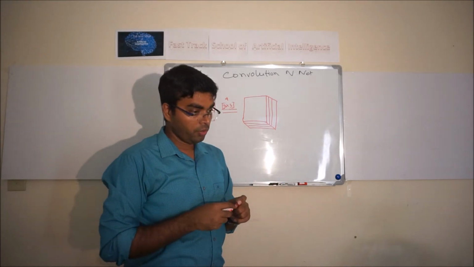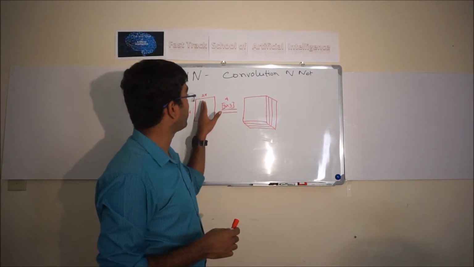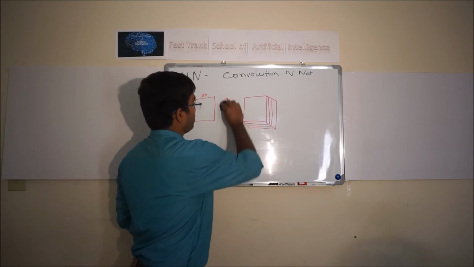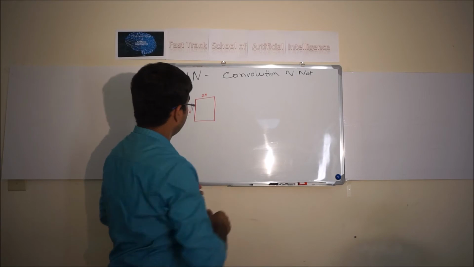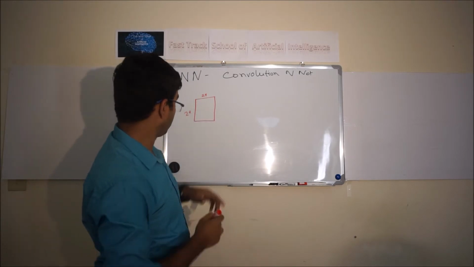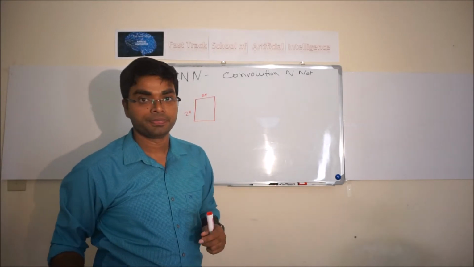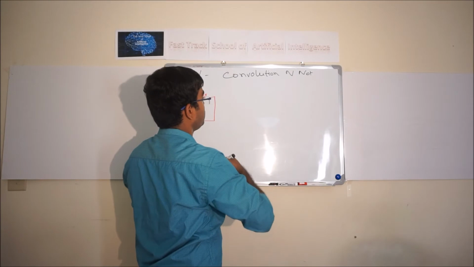Okay, so now the question is how this 3 by 3 filter is being applied on top of this particular image. So let's talk about the convolution operation, how it works. Before I jump into this convolution operation, there are 2 important terms you need to be familiar with. The first one is kernel size. You already know that.